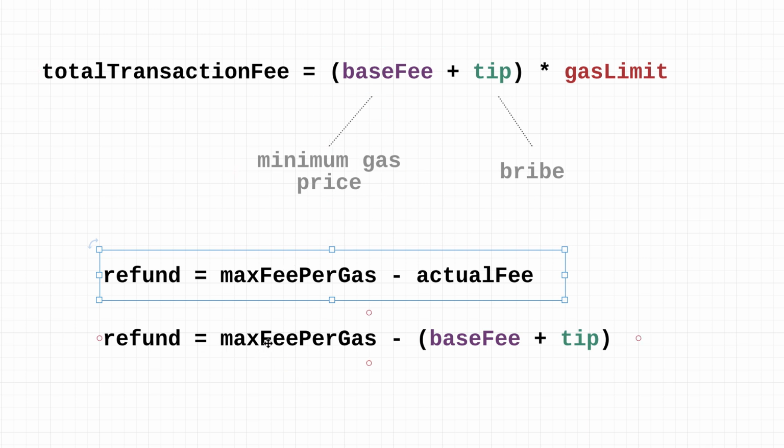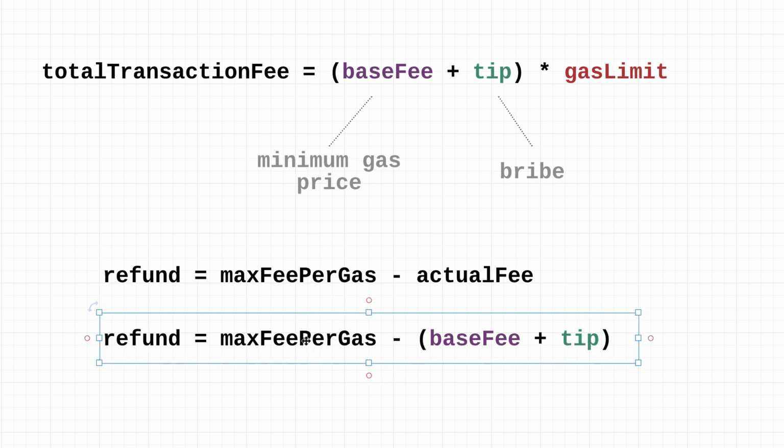So just to break this down, by max fee per gas, it's pretty much saying this is the maximum I'm willing to pay. Now, the actual fee is what you end up paying, and it's usually less than this. So the refund amount is basically pretty simple math. The maximum you are willing to pay minus the actual fee, and that's the amount that gets refunded back to the user.